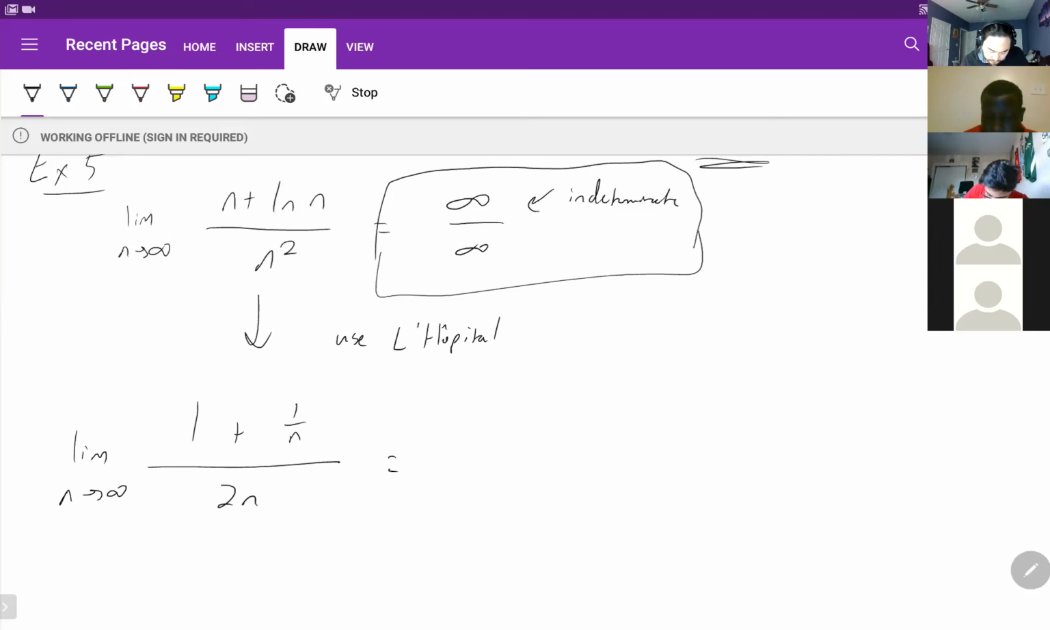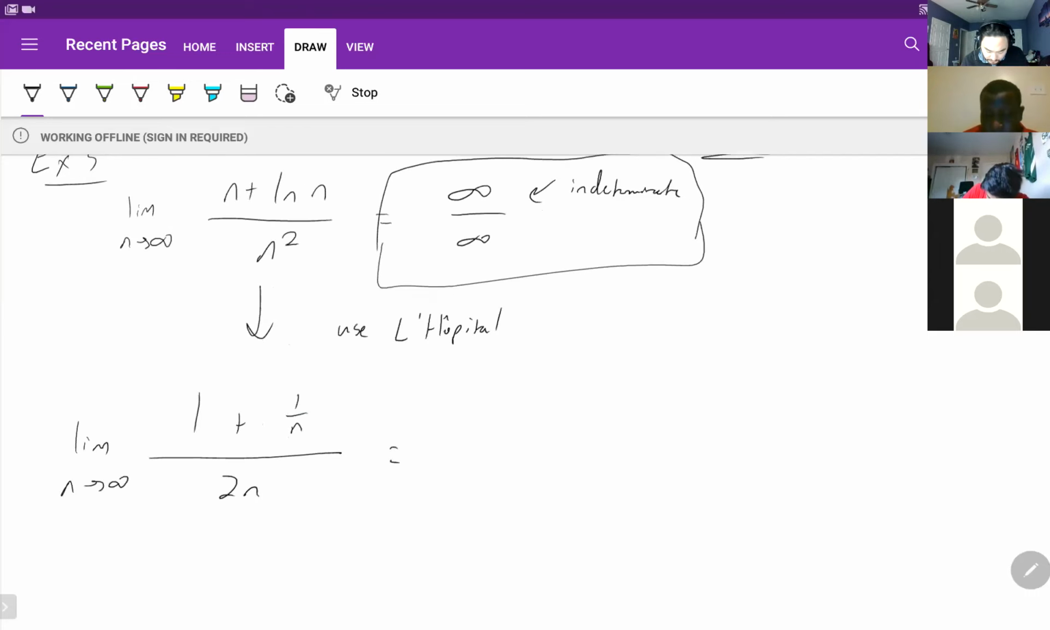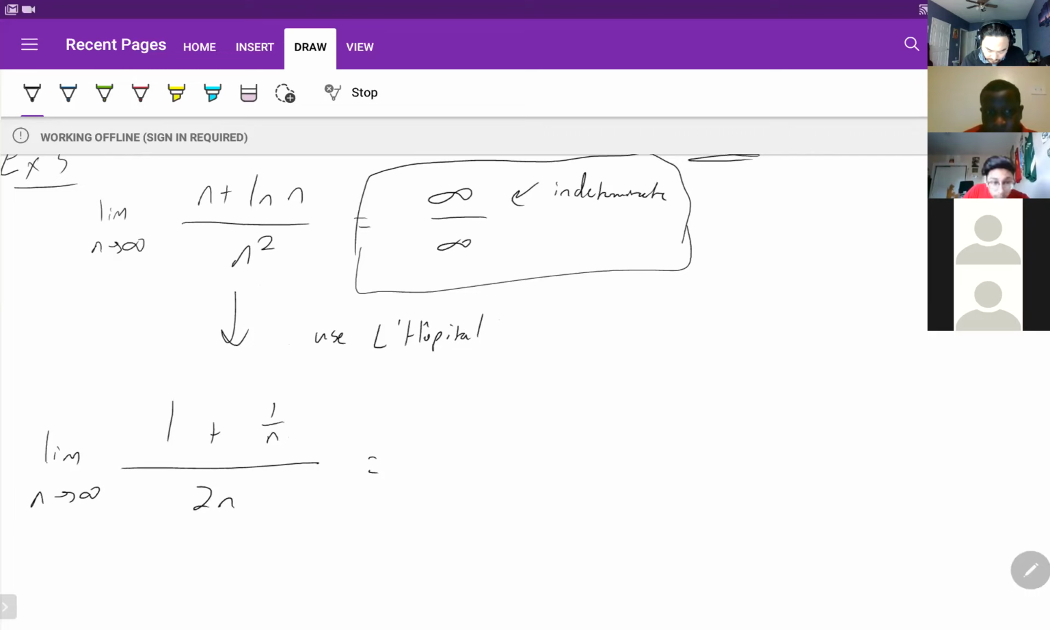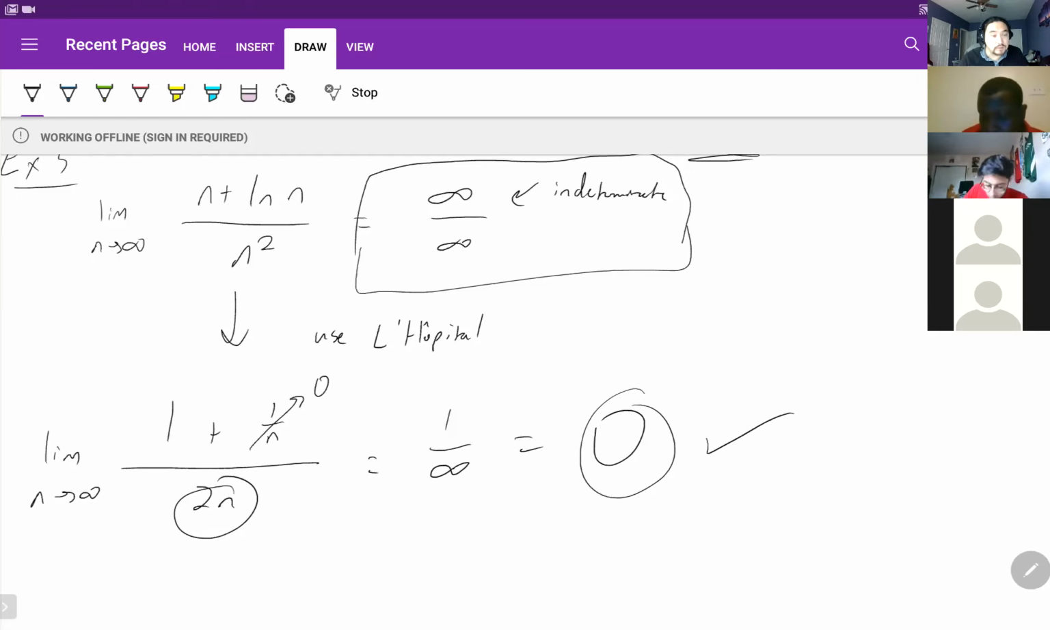And what do we get here? It looks like 0, right? Because this goes to 0, and this is going to keep on growing. So you're like 1 over 2 times something that grows incredibly large. So it looks like 0. So the sequence converges to 0.